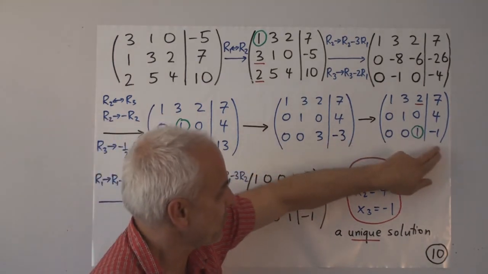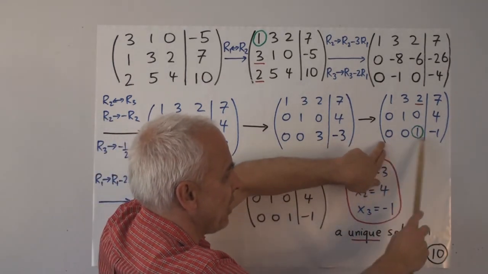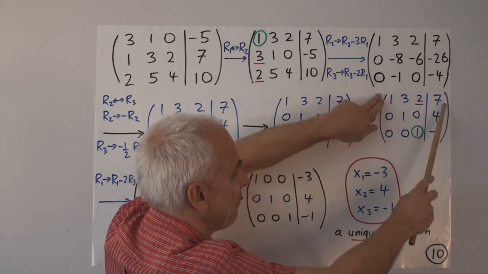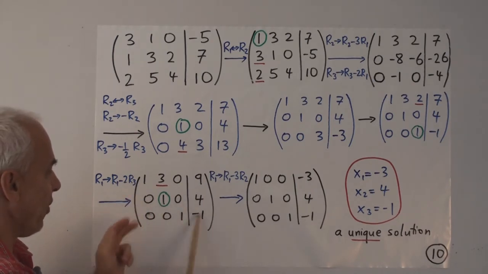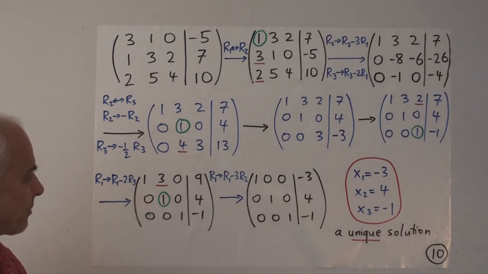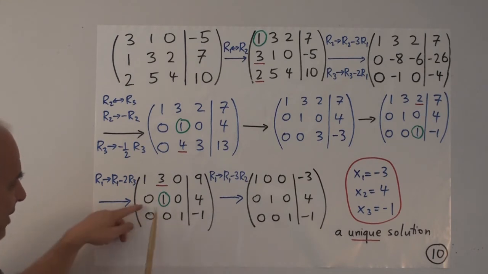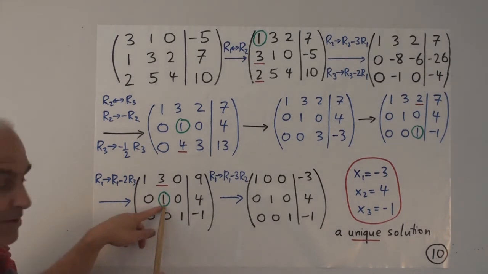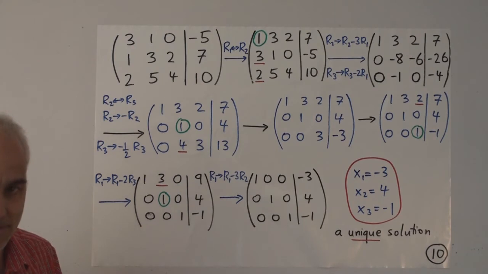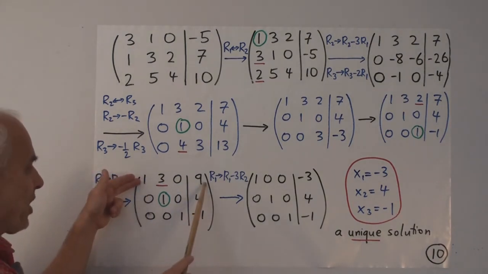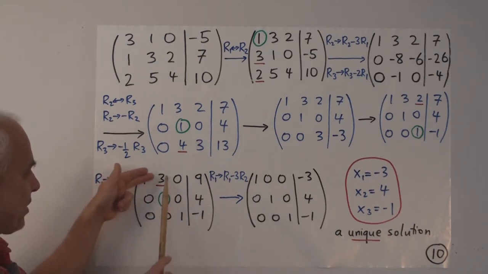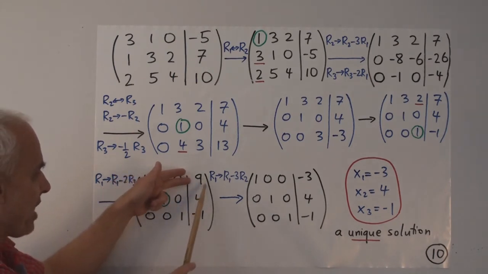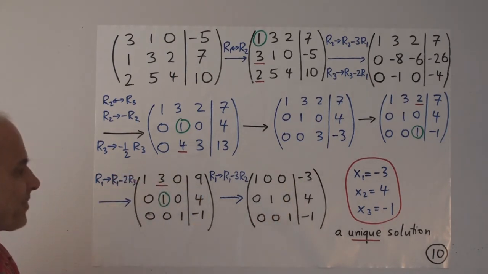So I'm going to use this third row to get rid of this 2. I'm going to take this row and subtract 2 times it from this row here, giving me 1, 3, 0, 9, and these 2 rows don't change. Now I move up 1. I'm now looking at this leading entry. I want to clear everything above it. I work systematically. So we take this row here and we subtract 3 times this row here. 1 minus 0, 3 minus 3, 0 minus 0, 9 minus 12 is minus 3.